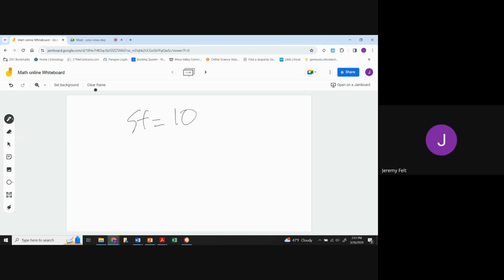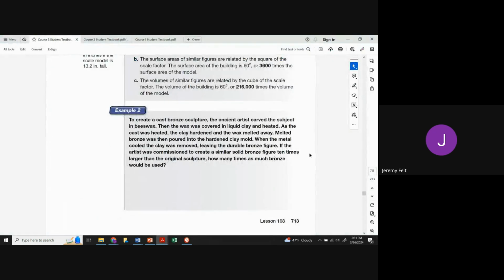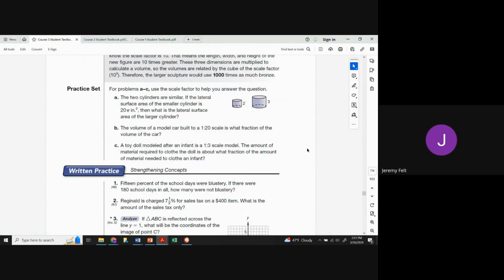Again, it's solid, it's three-dimensional, so we're talking about capacity or volume. So it's going to be our scale factor to the power of 3, or 10 to the power of 3, equals 1,000. So we need 1,000 times as much bronze for a statue that is 10 times bigger, has 10 times the dimensions. Okay, practice set we'll go over together.